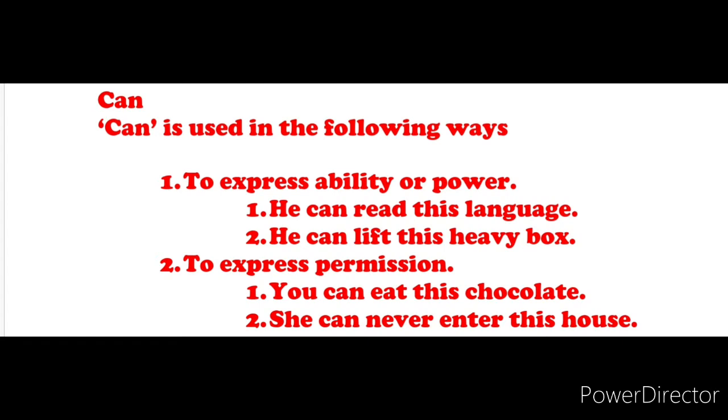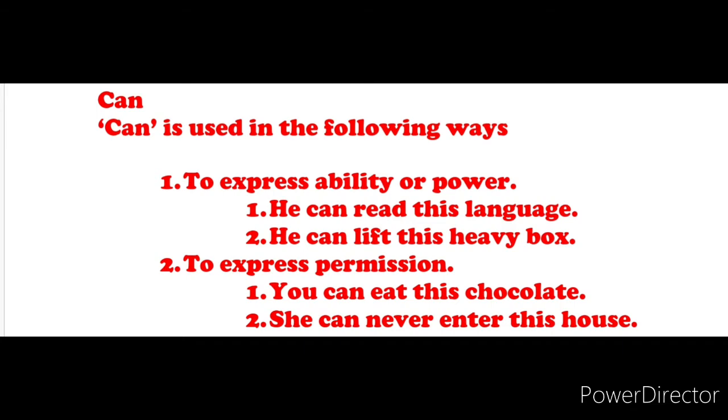The first one is can. Let us understand the first modal, can. Can is used for the following things. First, to express ability or power. Second, to express permission. For expressing ability or power, an example is: I can speak three languages. Second, I can lift this heavy box. Now the second use of can is to express permission. Permission means asking something. An example is: you can eat these sweets.